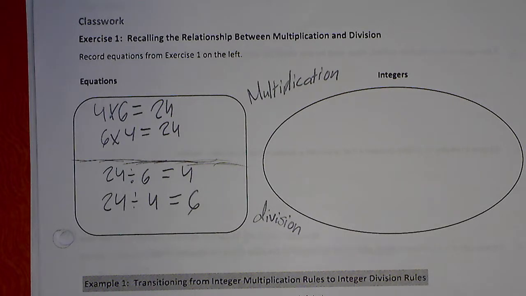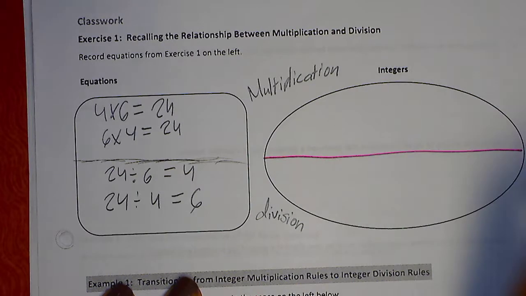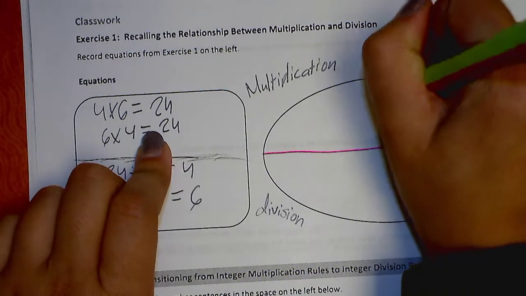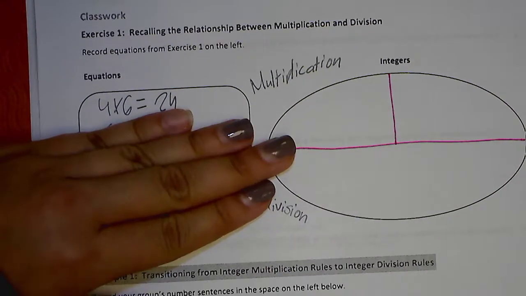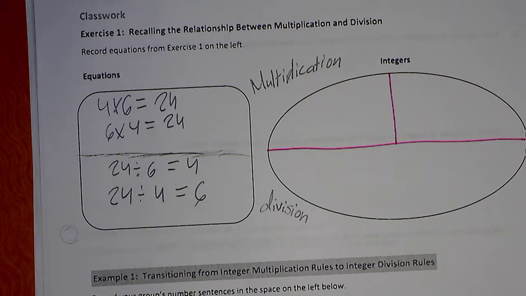So what we're going to do on the top here is we're going to make sure that we're looking at what would happen if these equations were negative, if some of them had negative numbers. I'm actually going to split this so that it looks a little more organized. On the left, I'm going to just look at this equation here. 4 times 6 equals 24.